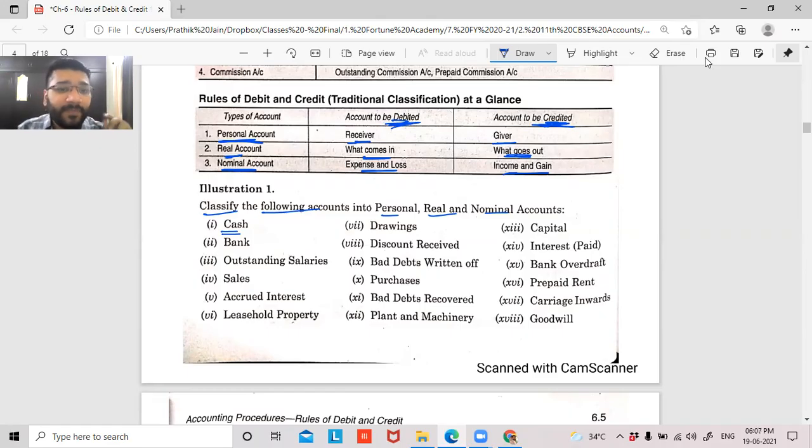Are you clear with this? Cash means you'll think about asset. If you think about asset, two things can come to your mind, either personal or real. Which one do you go for, guys? Cash means personal or real? Real. Absolutely. Real is the correct answer.